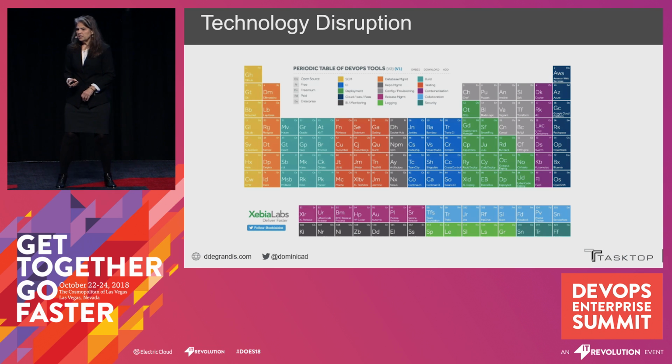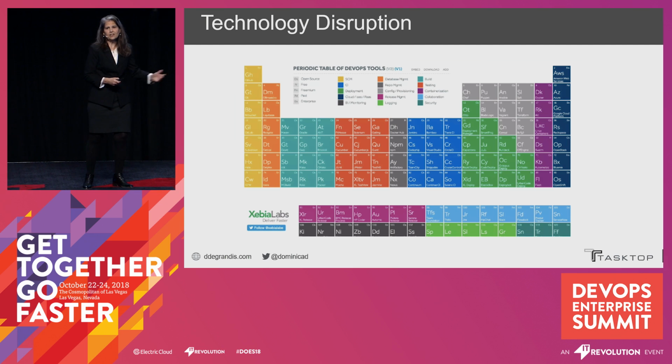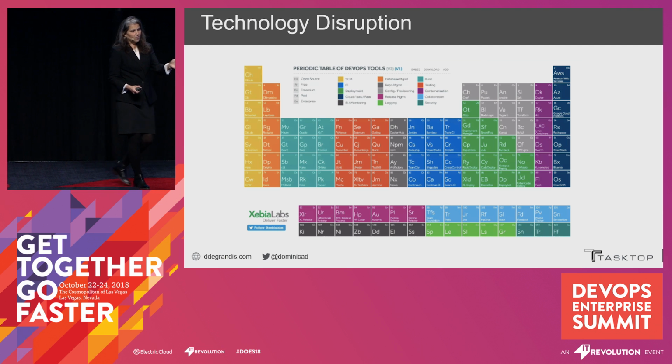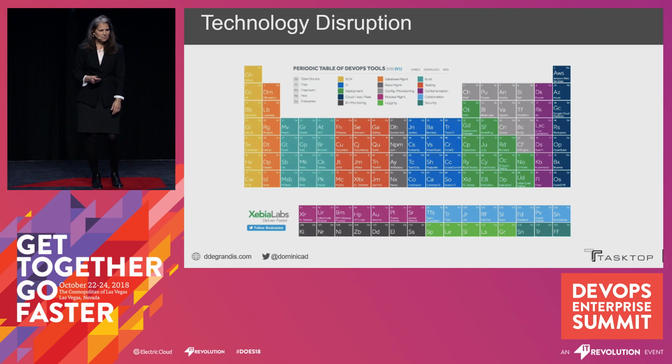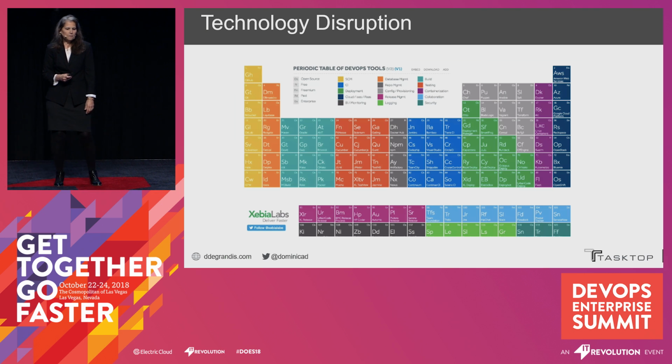When it comes to technology disruption, just like 100 years ago, we had the nurse and the doctor. Now, we've got a whole ton of tools. When I was doing builds on IBM mainframes back in the 80s, we had assembly language, JCL, and C++. Right? That was about it. Now we have over 120 different DevOps tools on this awesome Zebia Labs periodic table chart.